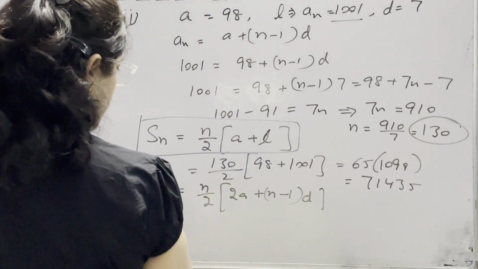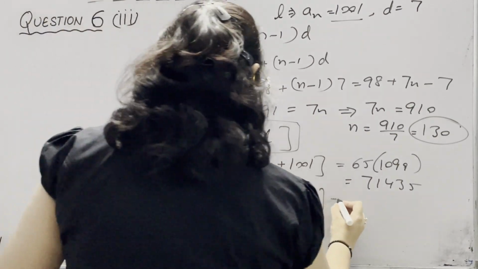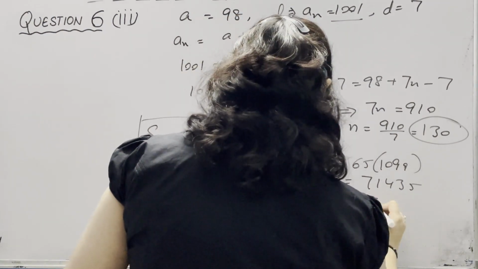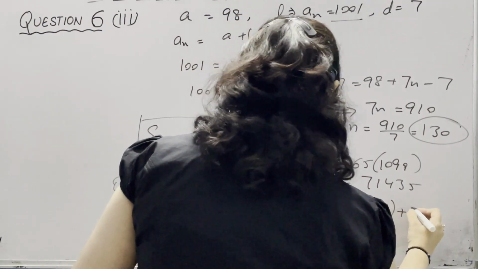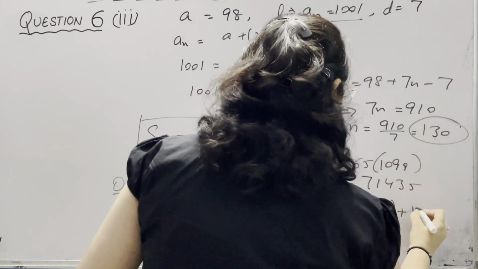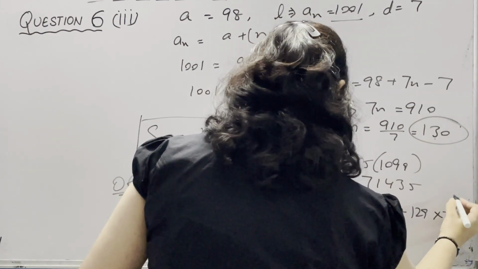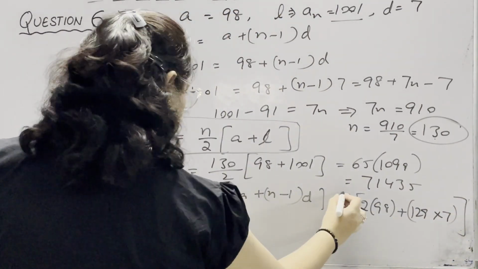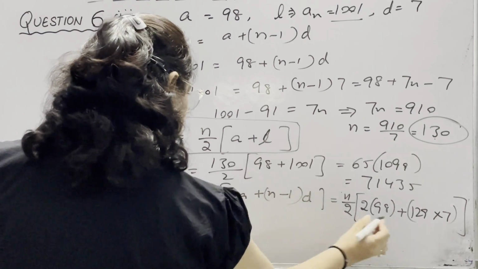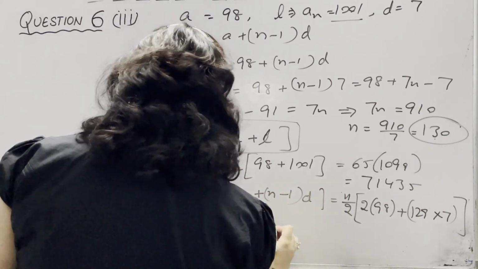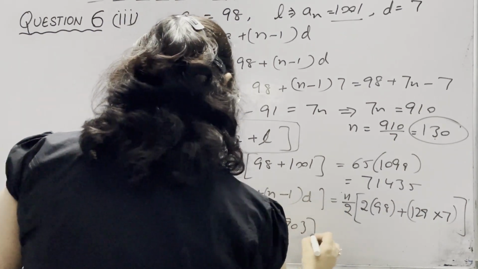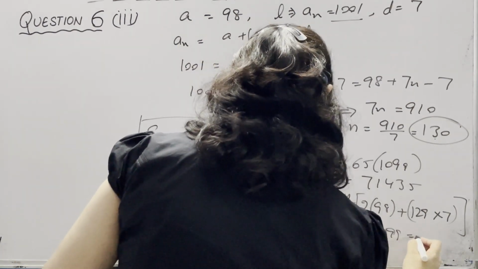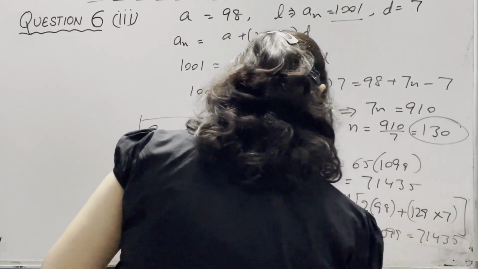You need not write these two formulas all together. But if you want to cross check your answer, then n by 2 into 2a is 2 into 98 plus n minus 1 is 130 minus 1, which is 129, into 7. N is 130 divided by 2, it means 65. 98 into 2 is 196 plus 903. It means 65 multiplied with 1099. Answer again comes to be 71435.